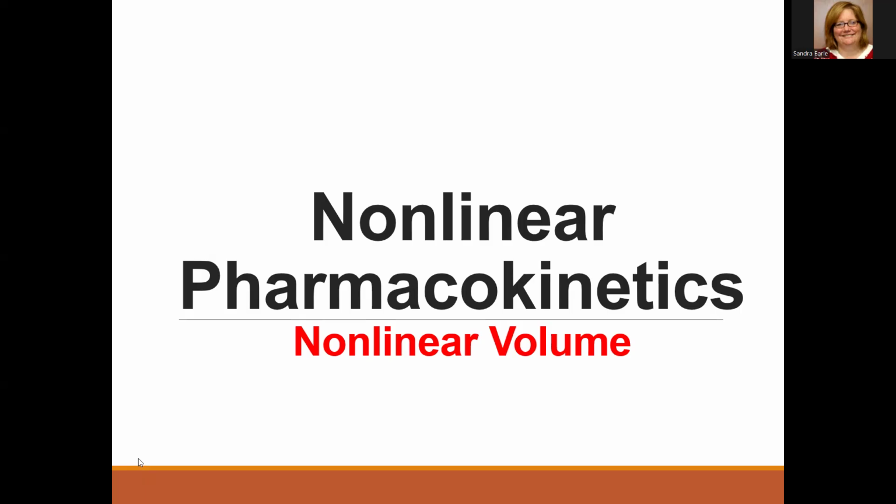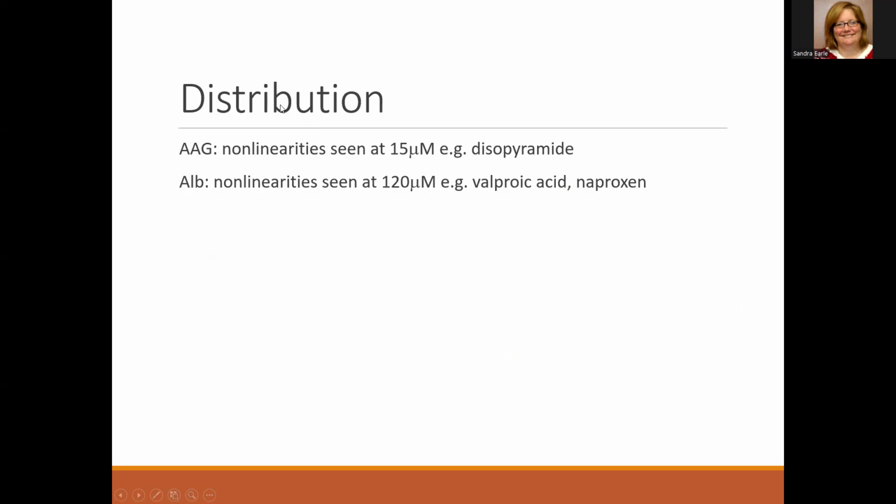Now, we've already talked about the fact that there can be nonlinear binding, which is really at the key of this, right? So nonlinear binding is what causes the nonlinear volume distribution. We know that drugs in the plasma are bound to AAG and albumin. Those are the two major binding proteins, as you might remember. And we see nonlinearities at 15 micromolar, which we see with disopyramide, which is a class 1A antiarrhythmic, and with other drugs.